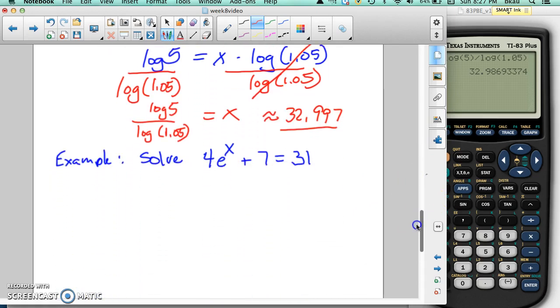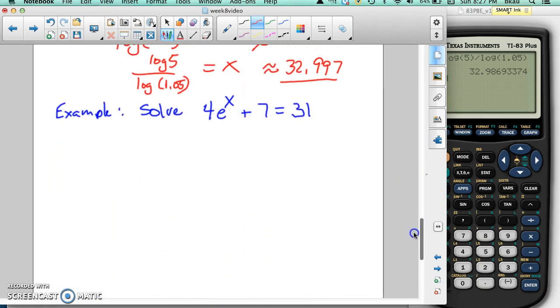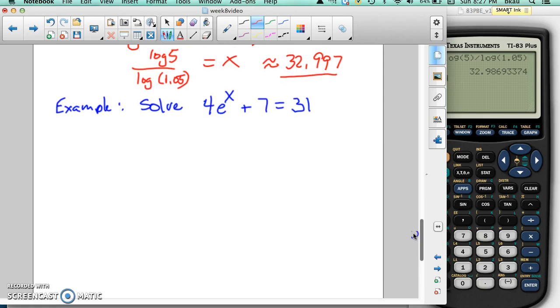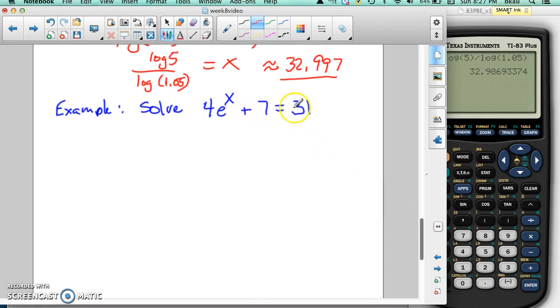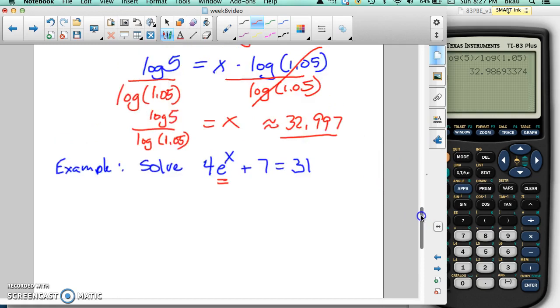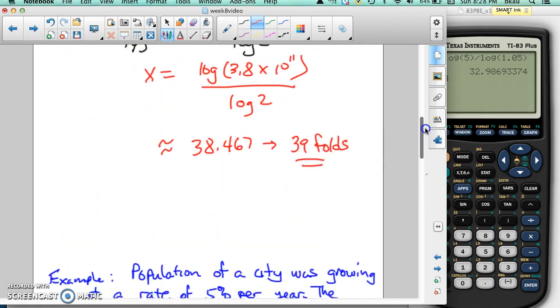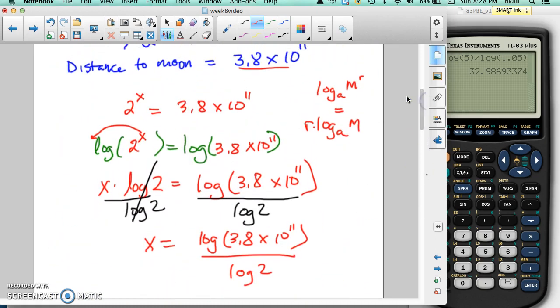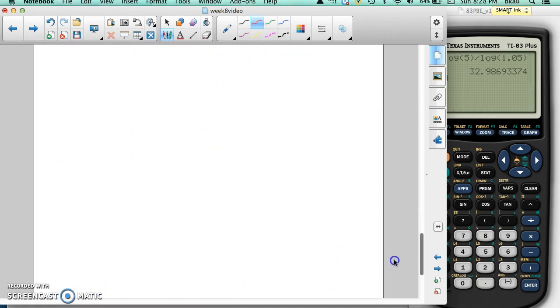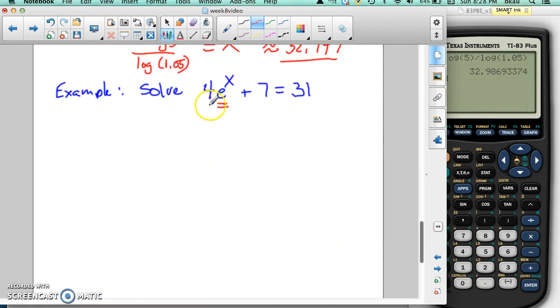All right, my last example here on this part, we're going to solve this exponential function. So first of all, we need to isolate the base. So in all of these that we've been doing, we've been isolating the base with the exponent. So we got the 1.05 to the x by itself. We've gotten 2 to the x by itself in the first example. Same thing's going to happen in my third example. I want to get e to the x by itself.